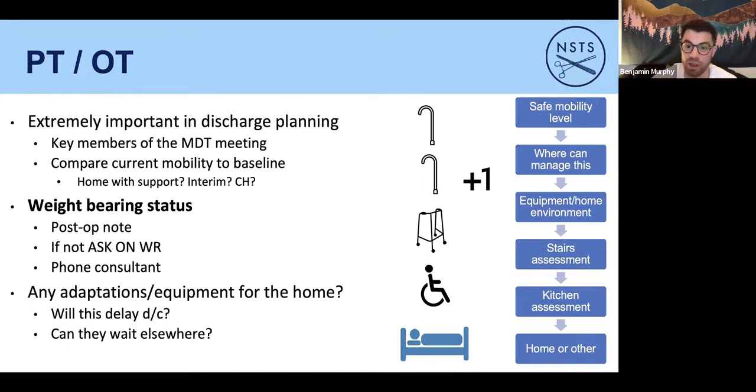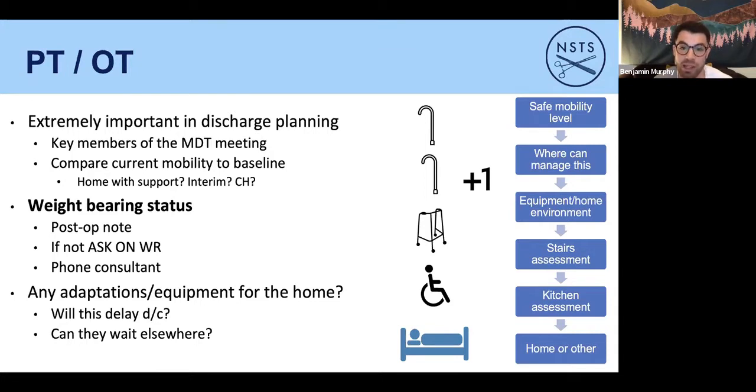So they can use their leg just tapping their toes down to balance, but they can't put weight through it, or whether their weight bearing is tolerated, so they can put weight through their leg, but only as pain allows while the fracture's healing, or if they're fully weight bearing, so they can just wander around.